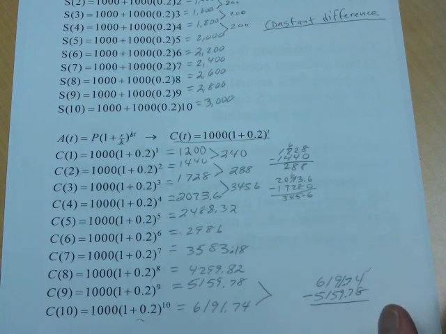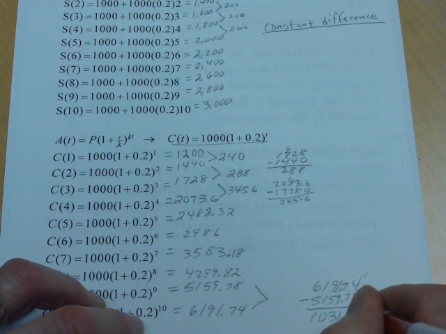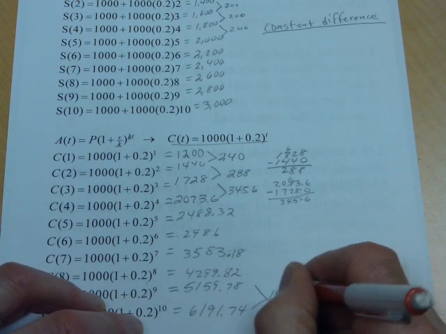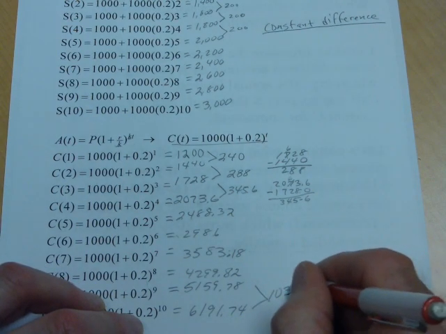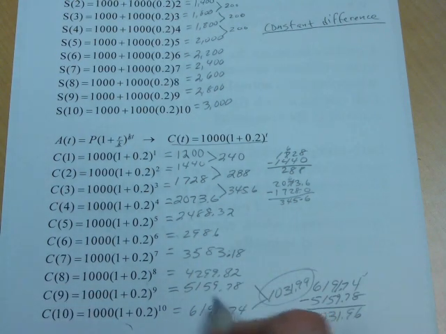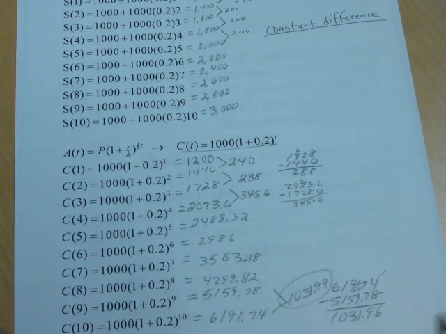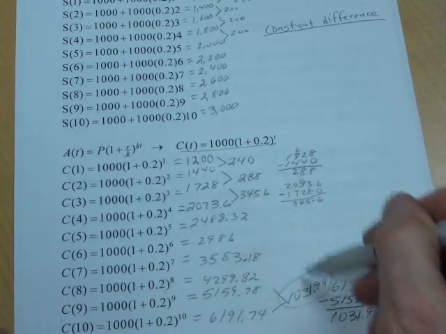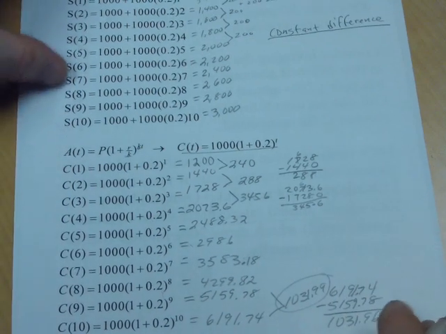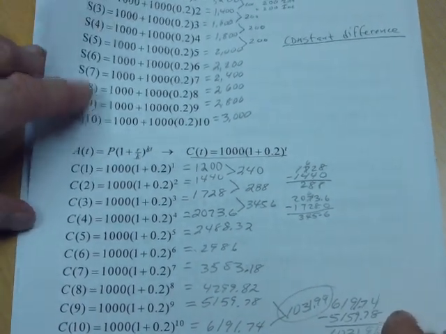6191.74 minus the 5159.78, and that gives me $1,031.96. So the last year there, out of the 10 years, it increased by over $1,000. Obviously, you can see that, 51.59 to 61.91. So the increase was increasing, and that is what is kind of indicative of exponential growth.